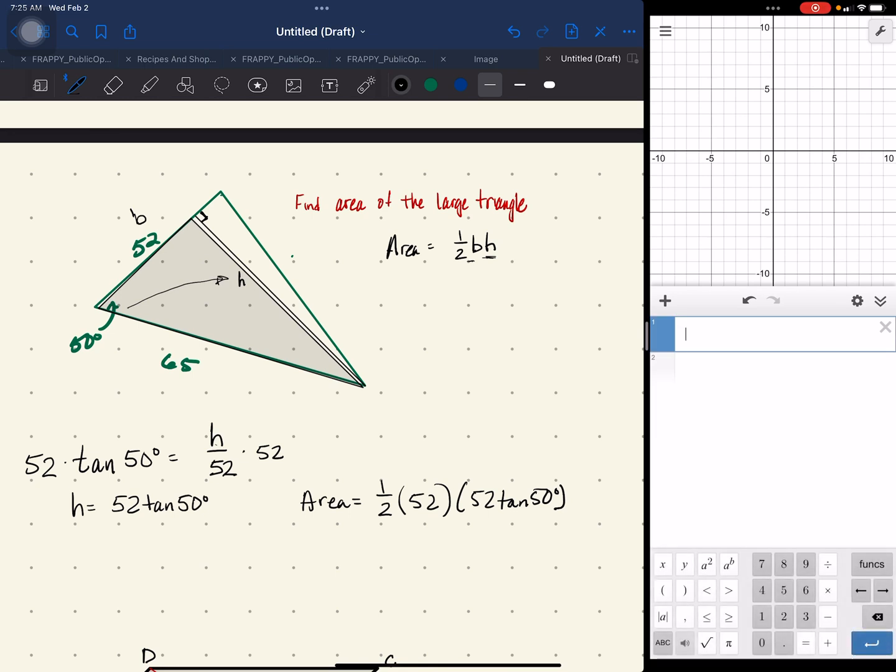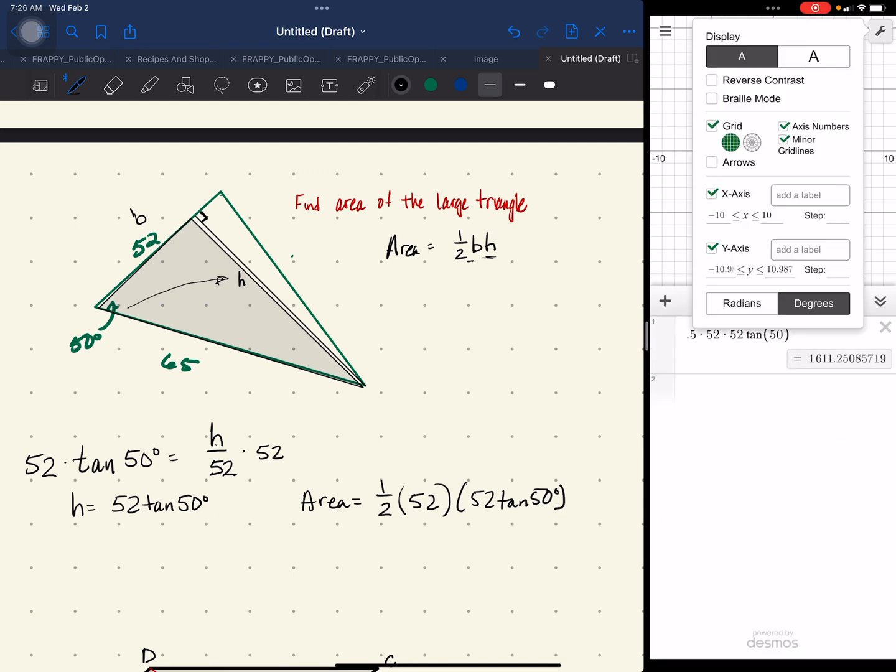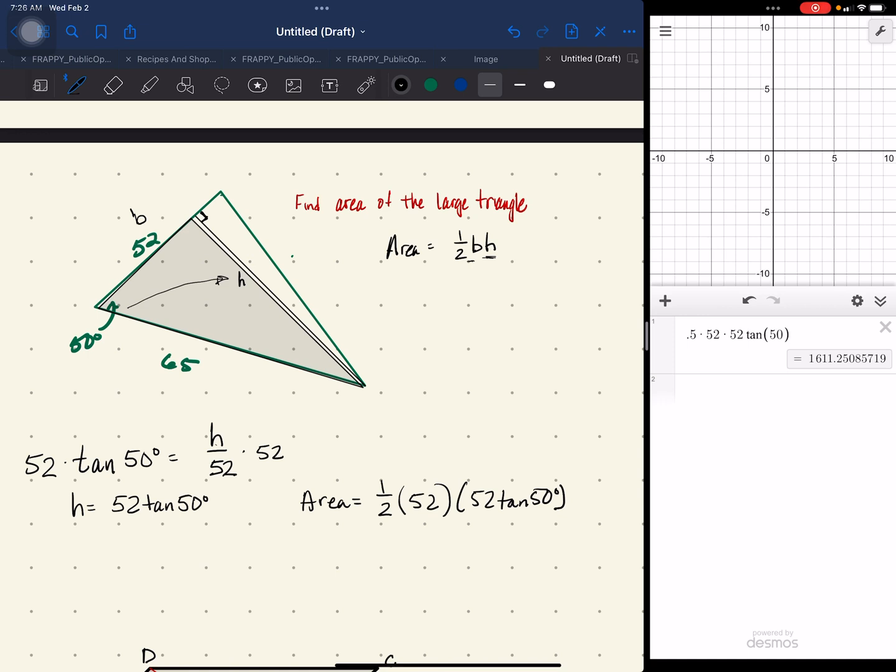So let's see, Desmos, I've got 0.5 times 52 times 52 times tan 50. Just double check I am in degrees. That's always important to note. And I see here that I have an answer of 1611.25. And I think the assignment asks you to round to 2 decimals.